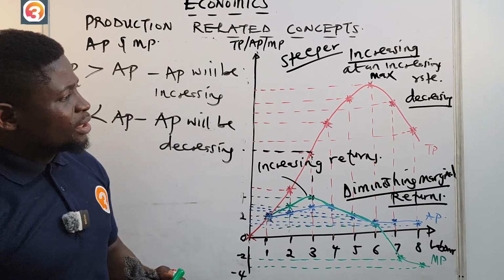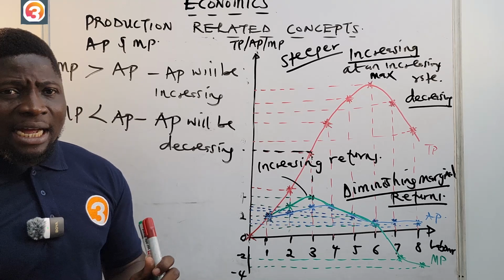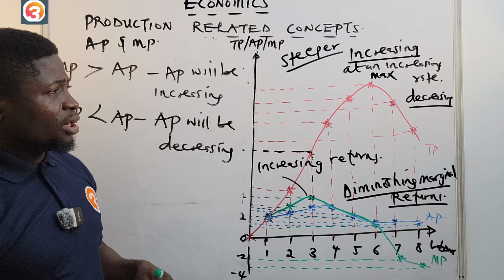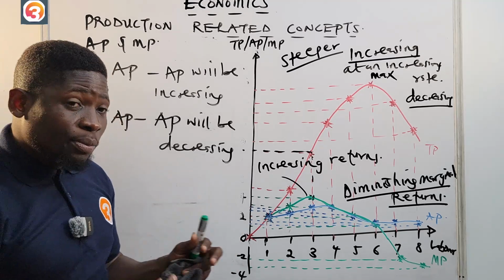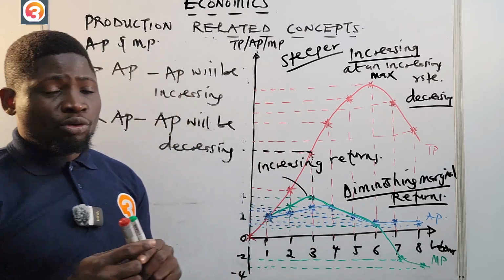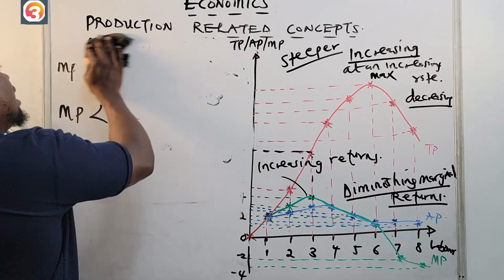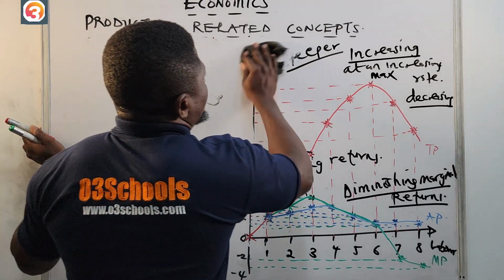All right. So now quickly we'll talk about returns to scale. Now we'll be talking about scale of production. Let's quickly see what scale of production is. And that will be the last part of this class.